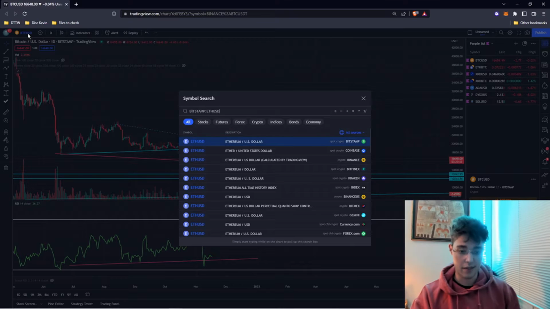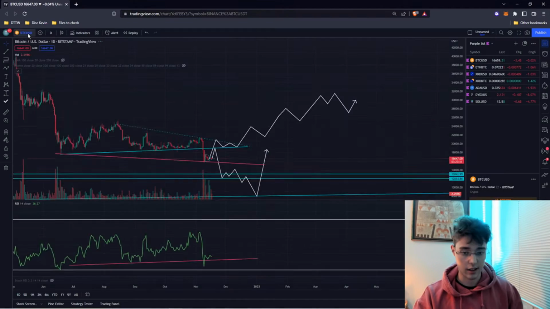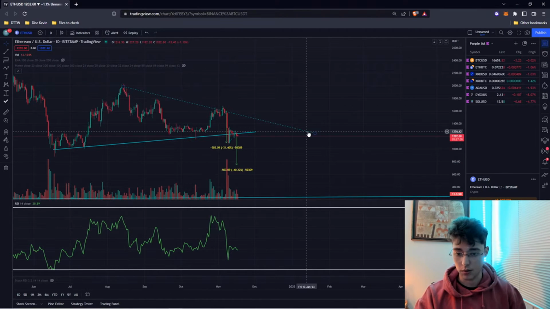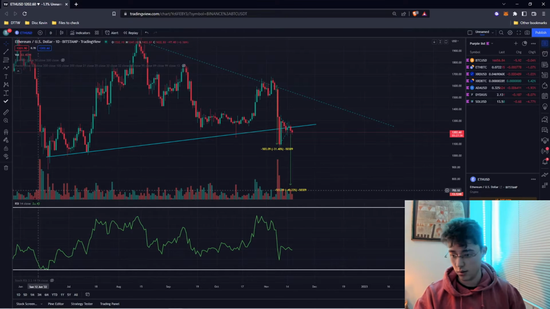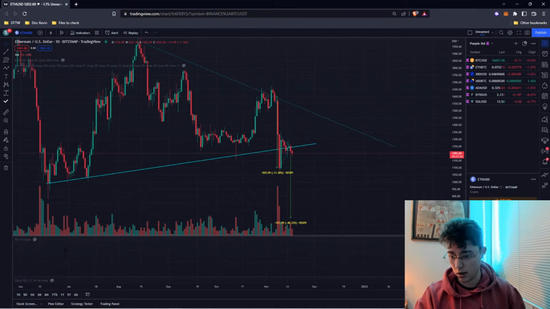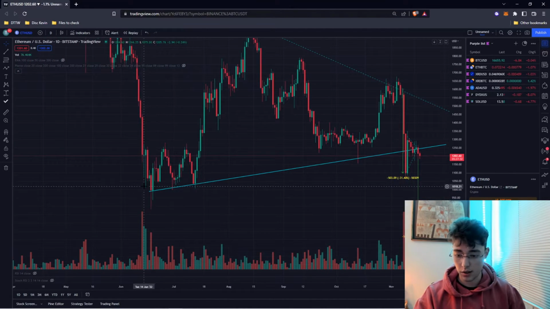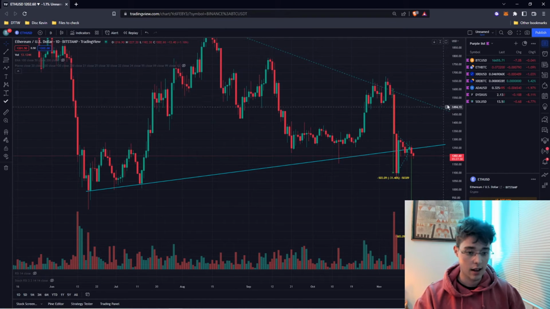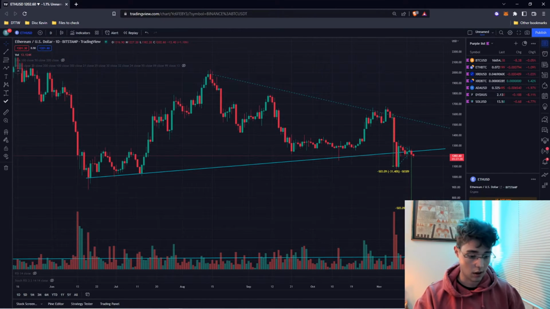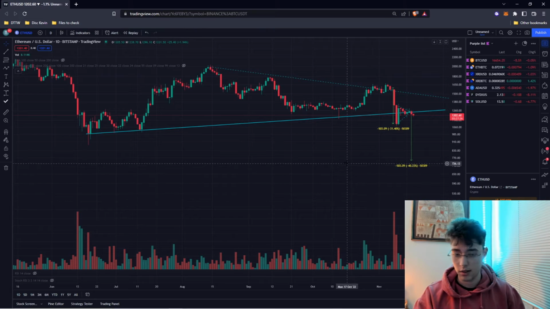Ethereum is doing fairly similarly, honestly. We see a similar sort of line since June approximately. It's not perfect. I think I drew this on a log line. That's better.